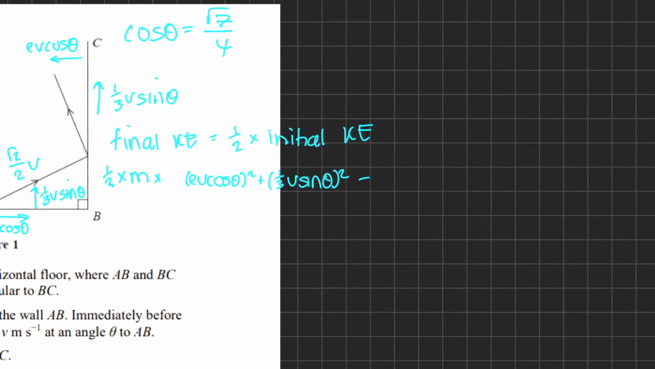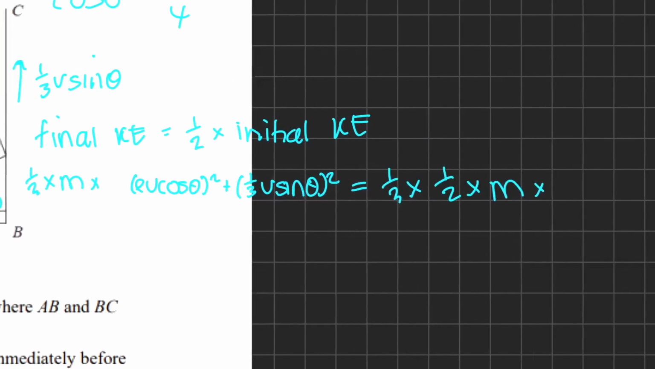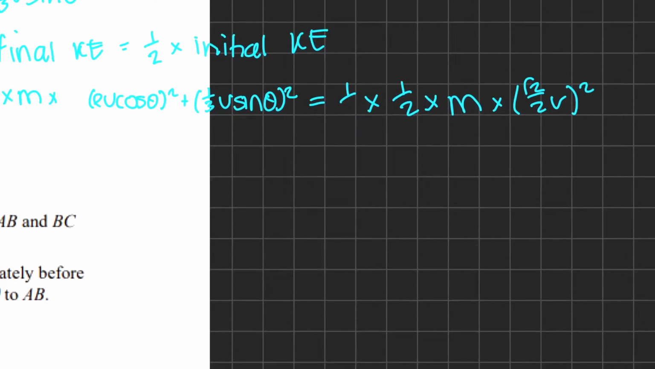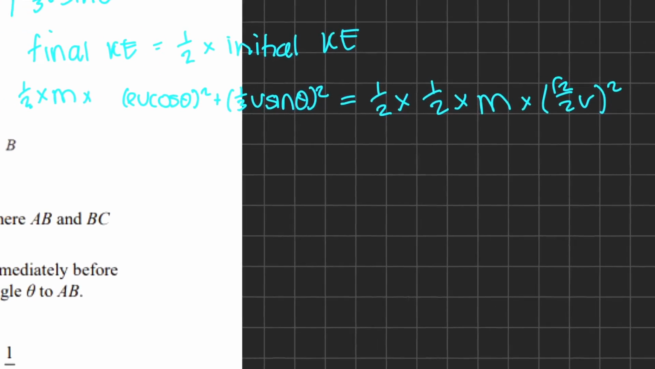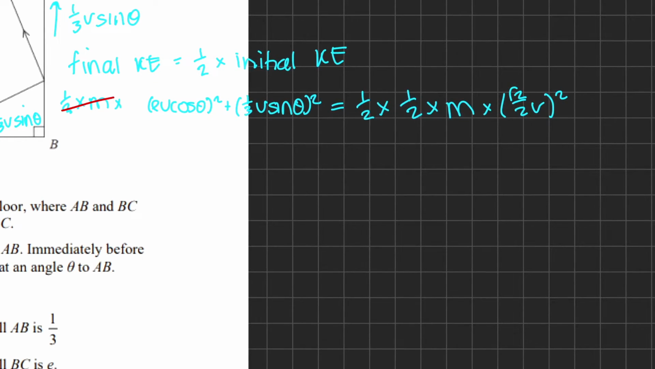Now we need to make that equal to a half times the initial KE, a half times m. And what is the initial velocity? Well, the initial velocity is root 2 over 2 v. So that's (root 2 over 2 v) squared. So this is the equation we get, and that is a 2. So let's start working on this. The first thing we can do is cancel out the a half m. We can always do that when we're equating kinetic energies.